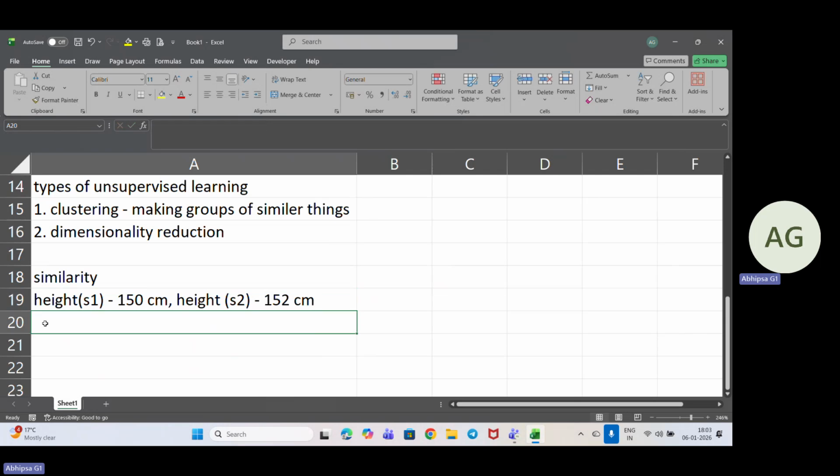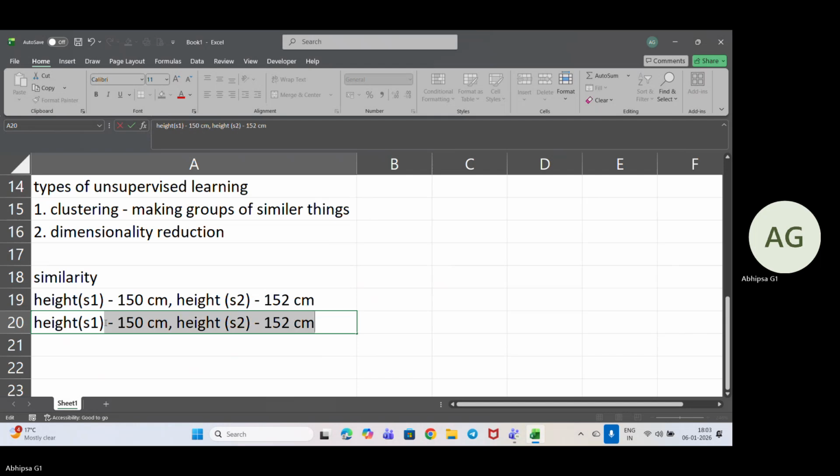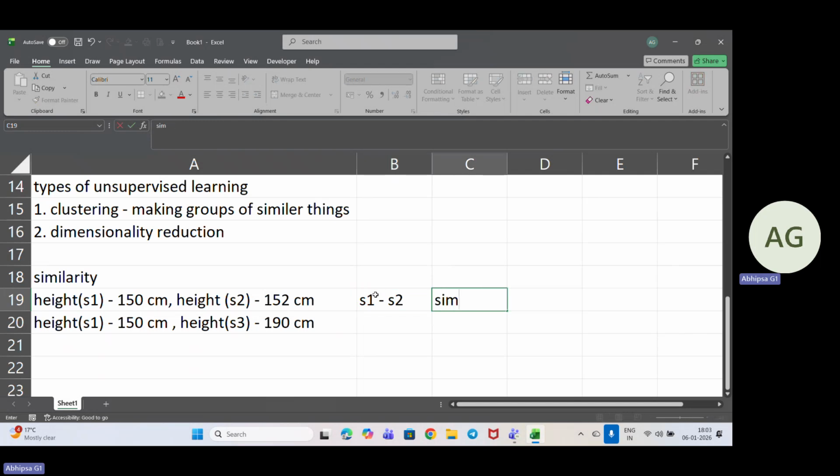And suppose I am comparing the height of student S1, which is 150 centimeters, with the height of another student, suppose S3, and the height of that student is suppose 190 centimeters, right? So we can understand from these two examples, S1 and S2 are similar, but S1 and S3 are not similar. Okay, so this is the major idea about similarity.